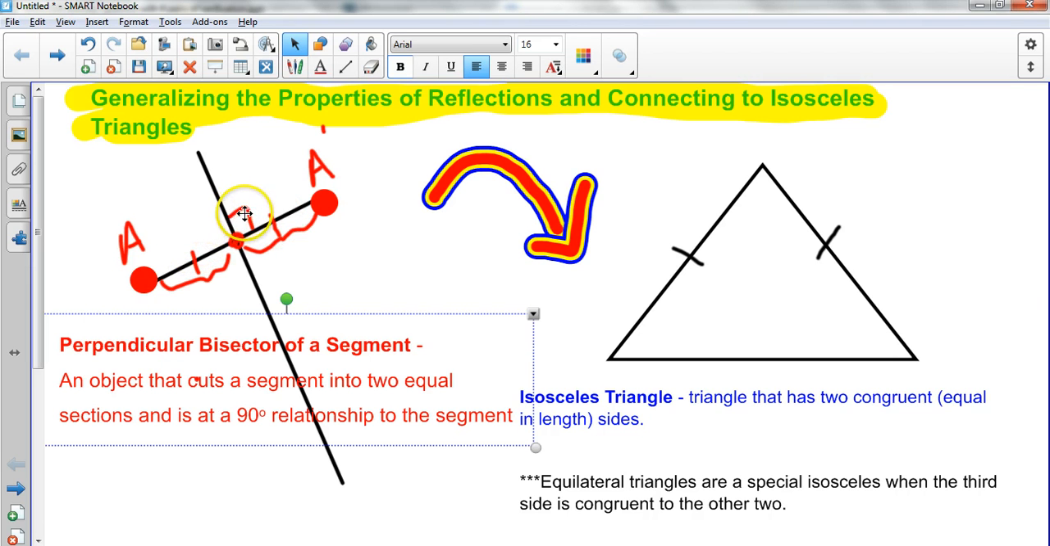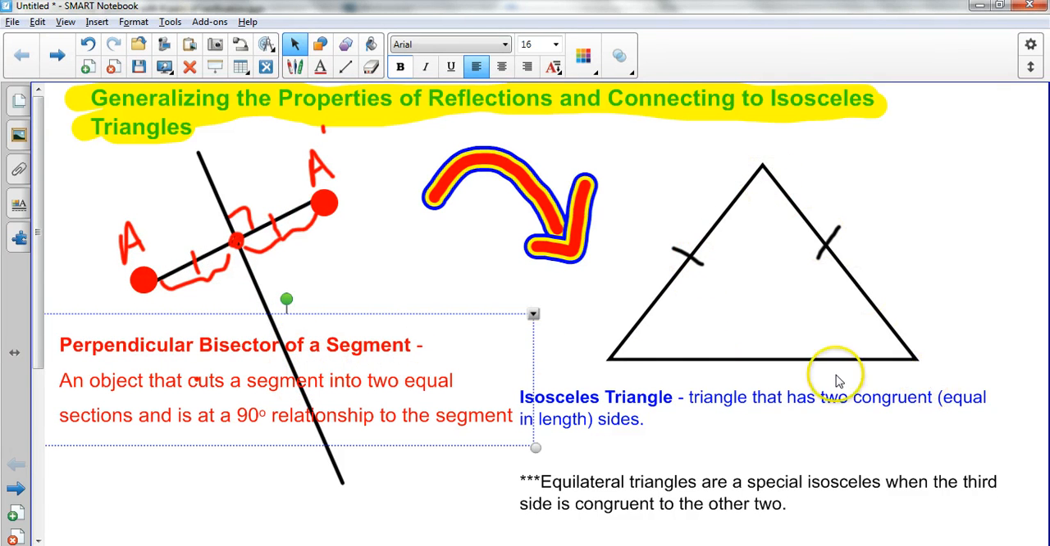And perpendicular means this 90-degree relationship. So any object that is perpendicular to a segment and cuts it in exactly half is what's called a perpendicular bisector. So our line of reflection is a perpendicular bisector of these segments that connect our pre-image and image points. Okay, make sure you have that written down.